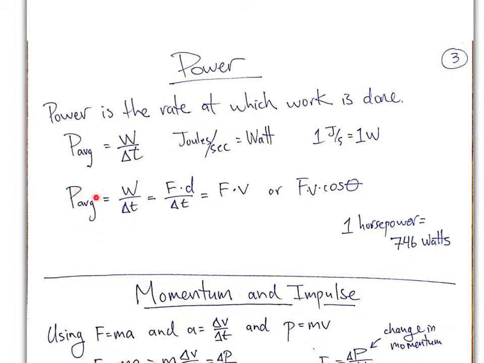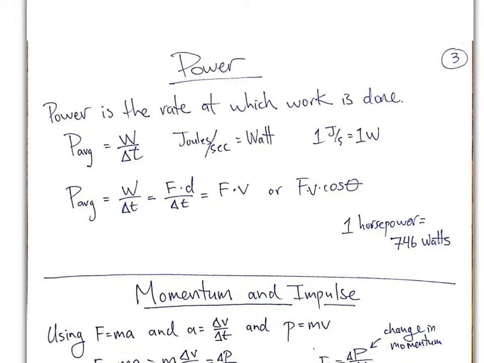So let's see, average power, we have work divided by time. Work is force times distance. Distance per time is velocity. Cool. So force times velocity will give us power. And then taking into account the fact that the force will not necessarily be in the direction of motion, but will have some component in the direction of motion, we throw the cosine theta in there.